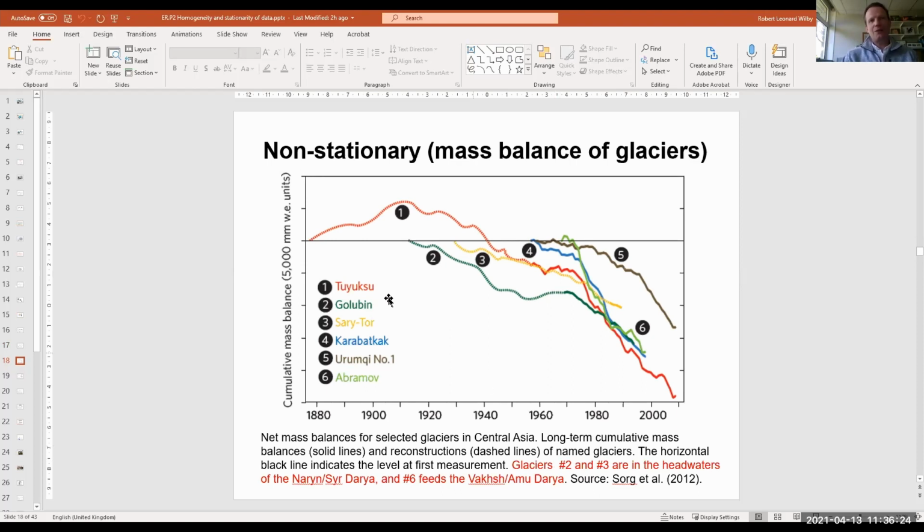But here, for example, is a lovely paper by Sorg et al. in which they collated information on long-term mass balance of glaciers in Central Asia. And this is a rather depressing signal, but one that we see all over the world, where glacier mass is reducing as temperature and precipitation change, and glaciers are shrinking and in retreat by and large globally. So this is consistent with what we'd expect in a warming and in some cases drying climate scenario.